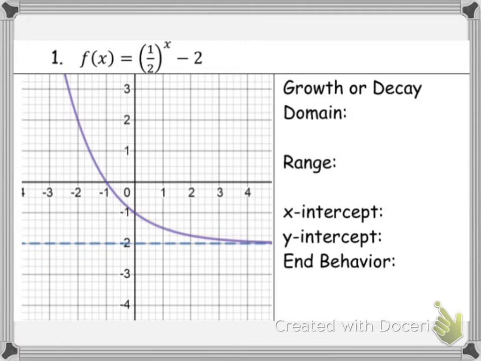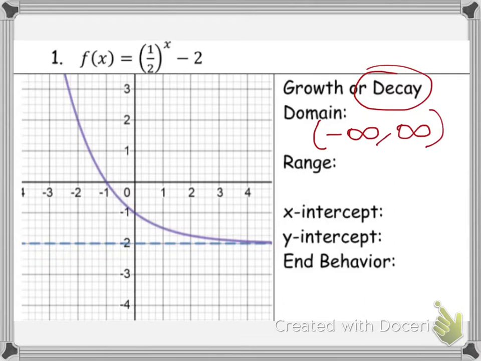Another example of an exponential function is f of x equals 1/2 to the power of x minus 2. Now, if you notice in this particular example, my base is less than 1, so it's going to be an exponential decay. And as you can see, the graph is going down from left to right. My domain is always, always, always negative infinity to positive infinity for exponential functions.